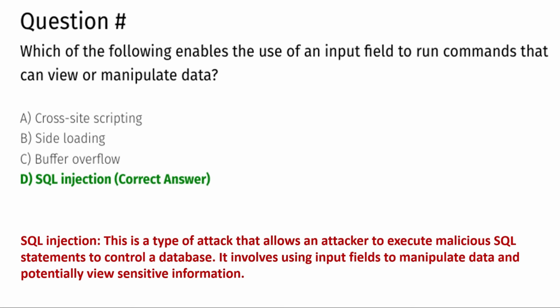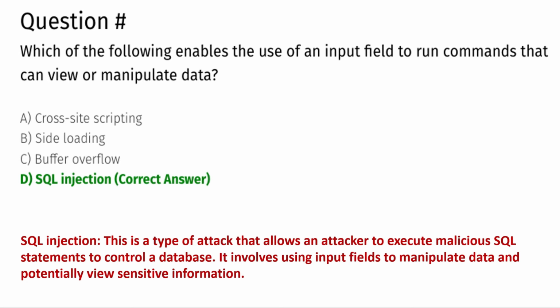And this is a question. And the question is, which of the following enables the use of an input feed to run commands that can view or manipulate data? Option A, cross-site scripting. Option B, side loading. Option C, buffer overflow. Option D, SQL injection. And the correct answer for this question is option D, SQL injection. So let's check the explanation.